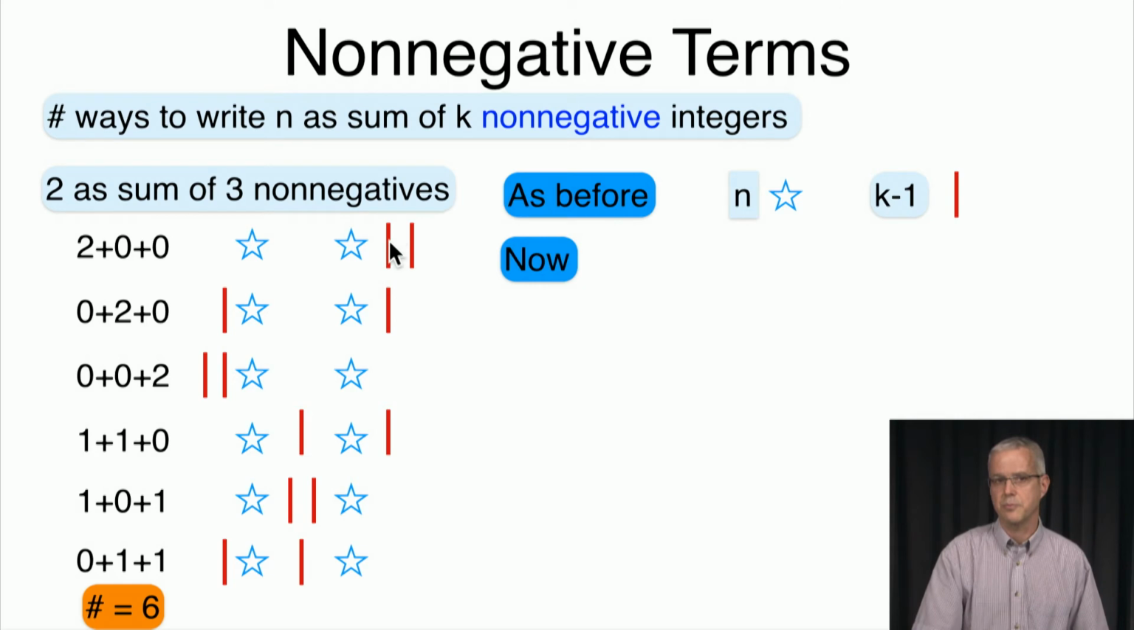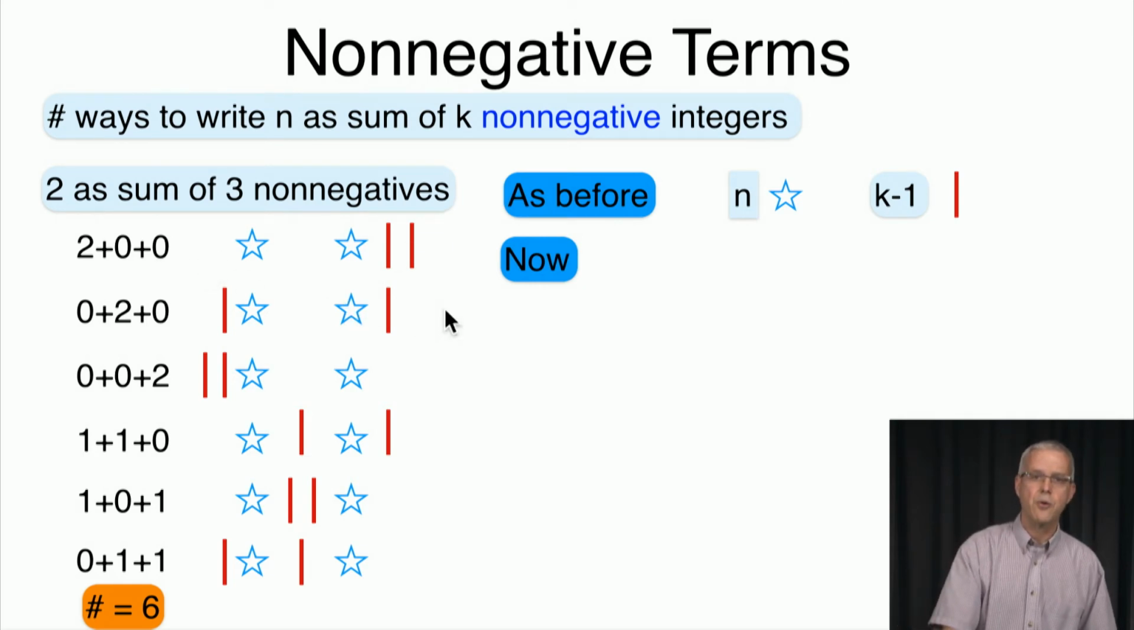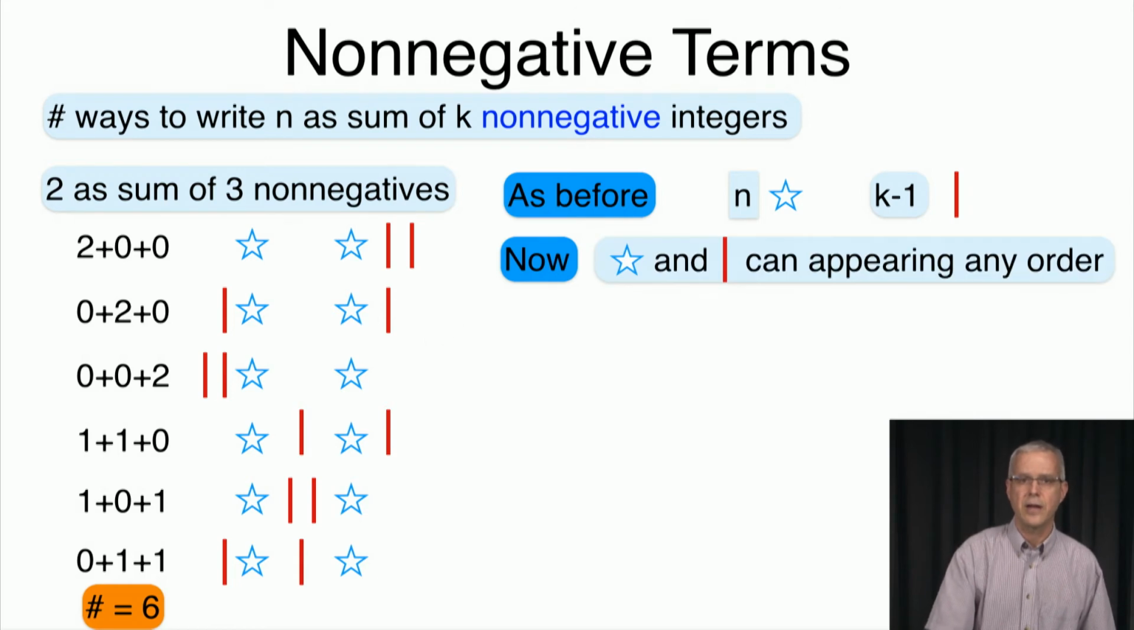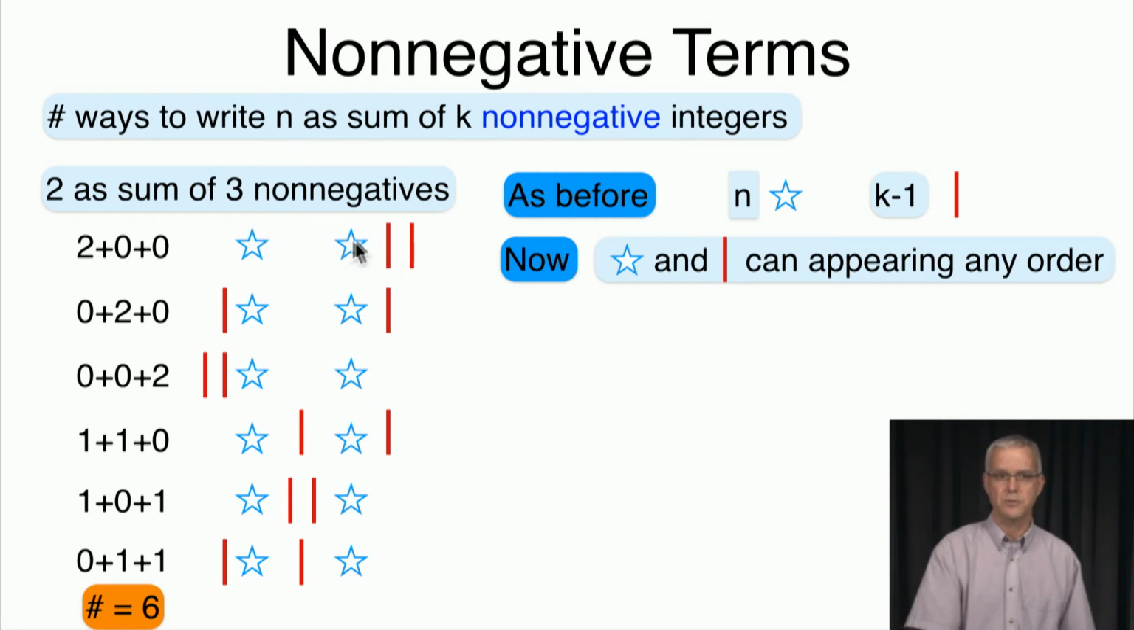We can also put bars to the right or to the left of all the stars. So now we can have any arrangement of the stars and bars. If you write any arrangement of 2 stars and 2 bars, you can interpret it as a sum of 3 terms that will add to 2, right? Because you'll have the number to the left of the first bar, plus the number in between, plus the number to the right, and that will give you 2 because you have 2 stars.